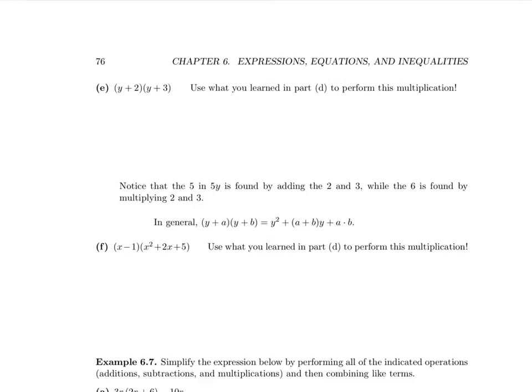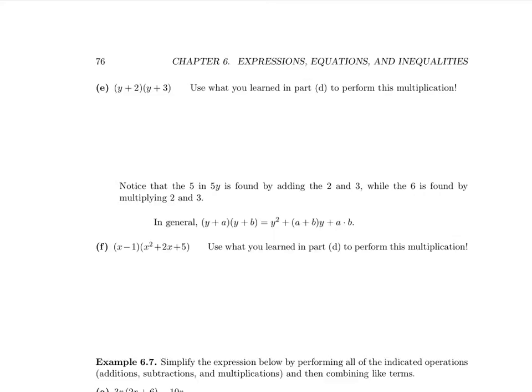In this screencast, we continue our discussion of algebraic expressions. We discuss example 6.6, part E. In this example, we are asked to multiply the two sums, y plus 2 times y plus 3.